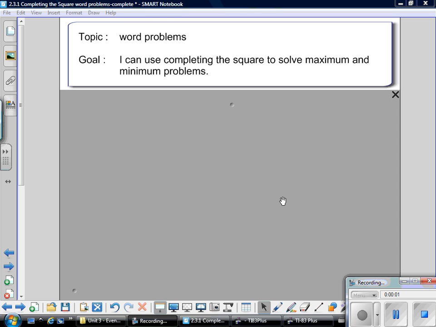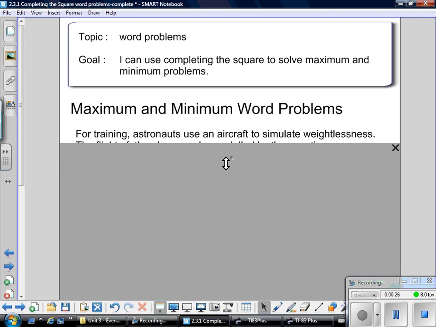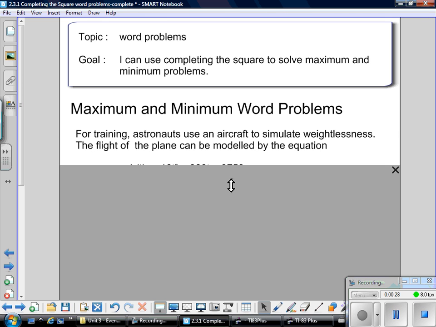All right, still continuing with our quadratics, but this time we're going to look at some word problems. And our goal today is I can use completing the square to solve maximum and minimum problems. Remember, when a parabola is in vertex form, we can tell whether it opens up or down, so we can tell whether it has a minimum or a maximum value. And so that's what we're going to do now with actual word questions. So, maximum min word problems.